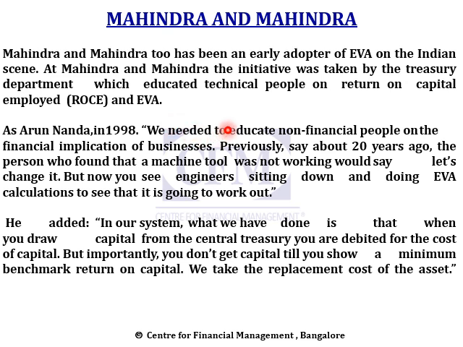Previously, say about 20 years ago, the person who found that a machine tool was not working would say, let's change it. Now, you see engineers sitting down and doing EVA calculations to see that it is going to work out. He added, in our system, what we have done is when you draw capital from the central treasury, you are debited for the cost of capital, but importantly, you don't get capital till you show a minimum benchmark return on capital. We take the replacement cost of the asset.